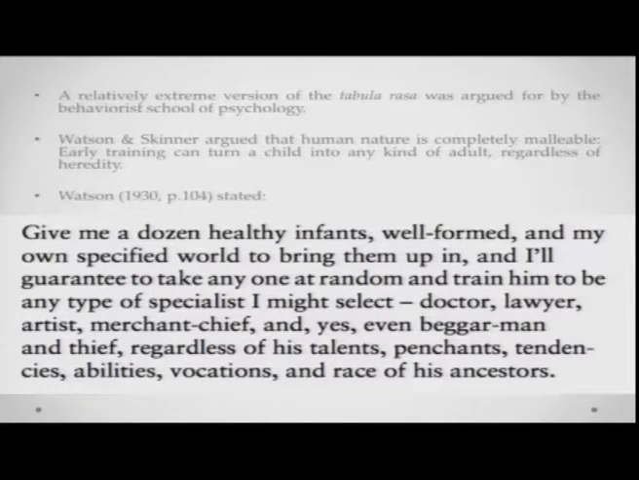Watson says, give me a dozen healthy infants, well formed, and my own specified world to bring them up in, and I will guarantee to take anyone at random and train him to be any kind of specialist that I might want him to be. So, you can make them doctors, lawyers, merchants, chiefs, and even beggars or thieves, regardless of the talents, tendencies, abilities, vocations and race of the ancestors.